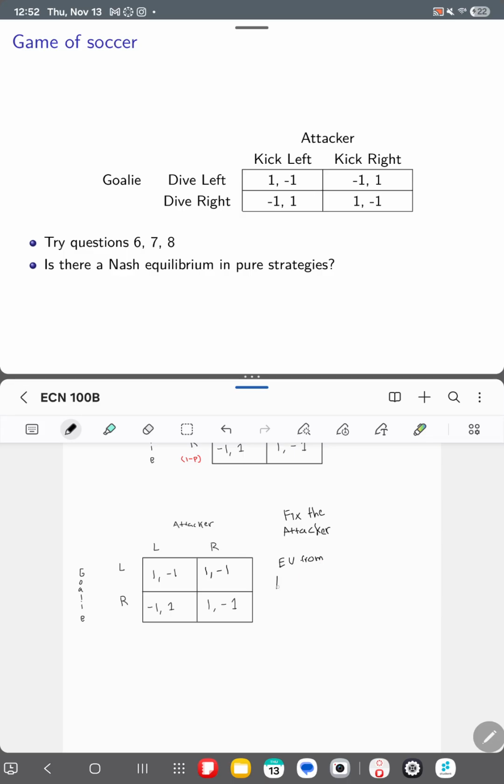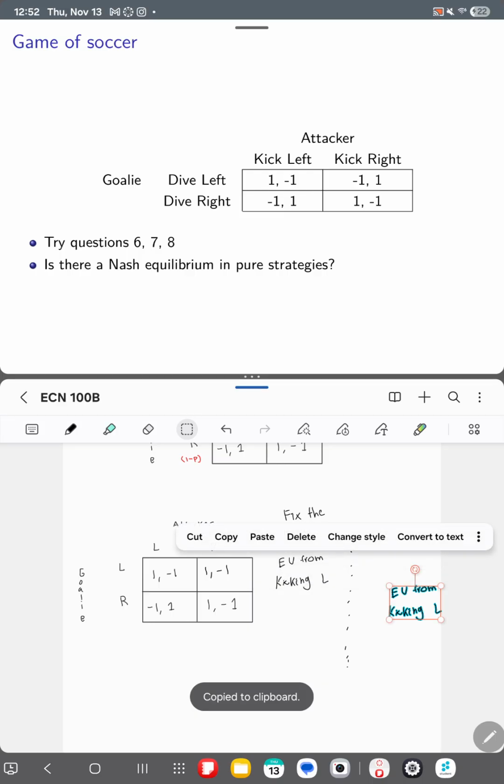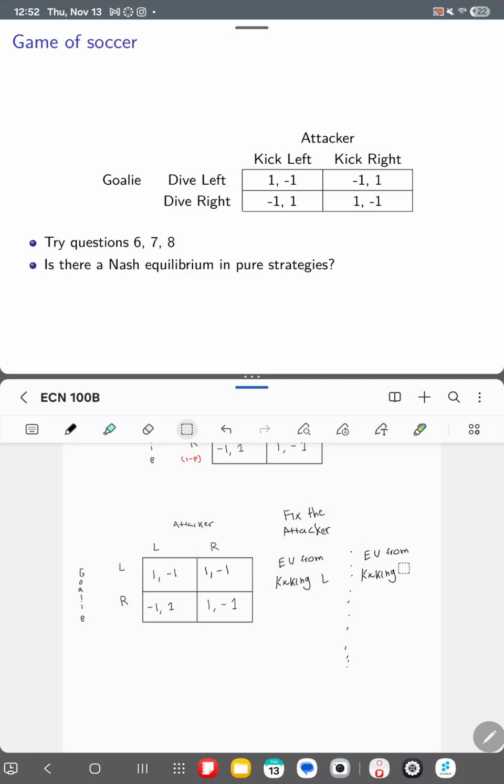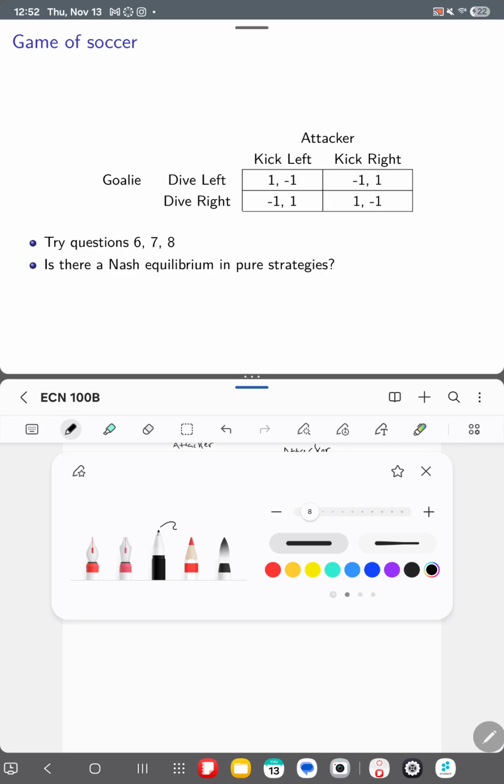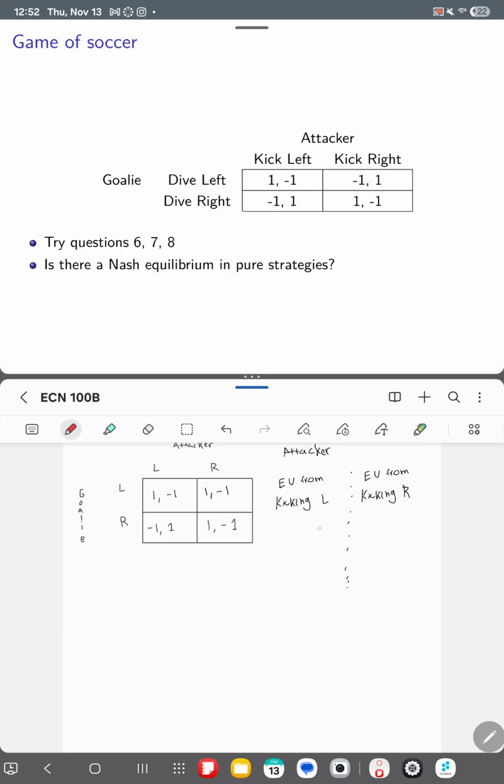What's the expected utility from kicking left? We are talking about the attacker here. So here is the attacker. If they go left, given they are the second player, their payoffs are going to be either -1 or 1. Those are the two possible payoffs. What else do I know? I had this placeholder which said that the goalie was playing left or right with probabilities P and 1 minus P. I already know that.